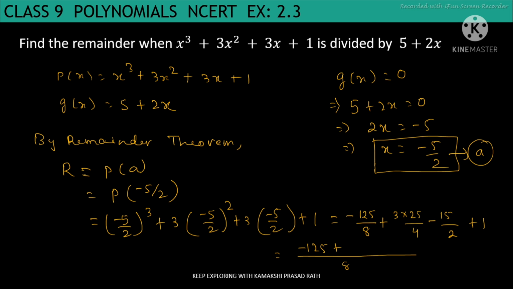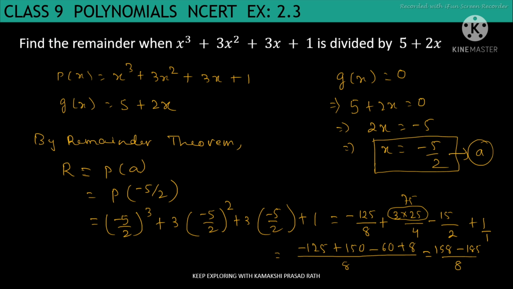We get minus 125 plus, 3 multiplied by 25 is 75. We can simplify it: 75 multiplied by 2 we get 150, again 2 fours are 8. Then 15 fours are 60, plus 1 by 1 we can use it: 1 eight is 8. Next, we'll solve it. First the positives, 150 plus 8 is 158. Then the negatives, 125 and 60 give you minus 185 by 8.